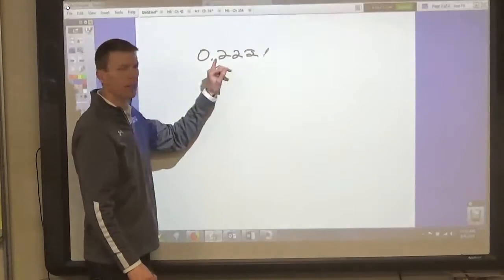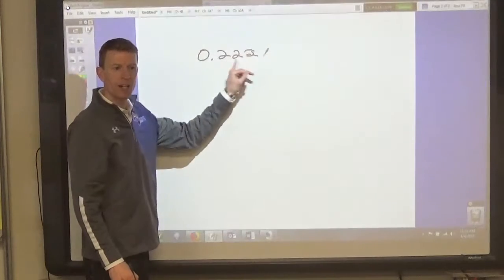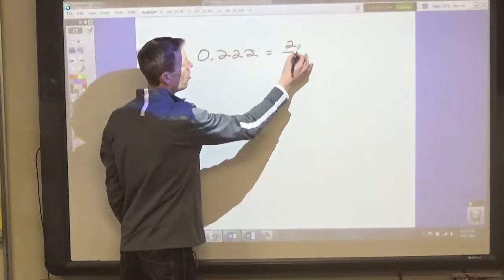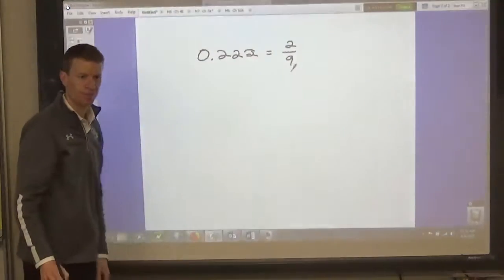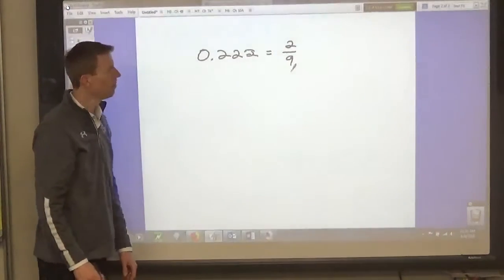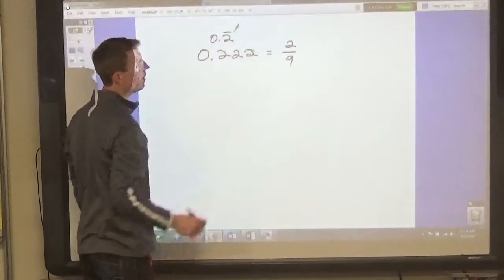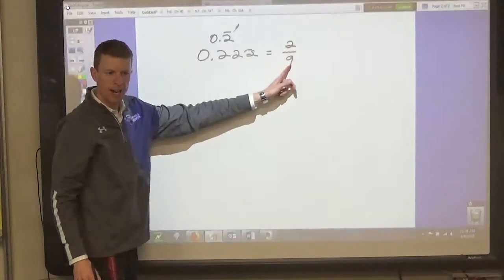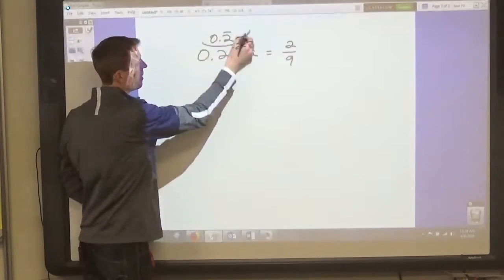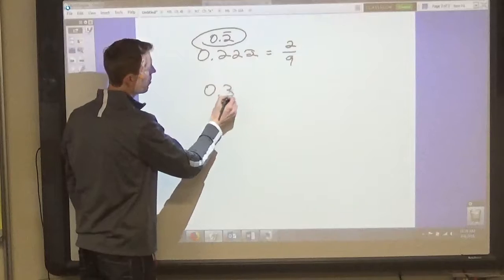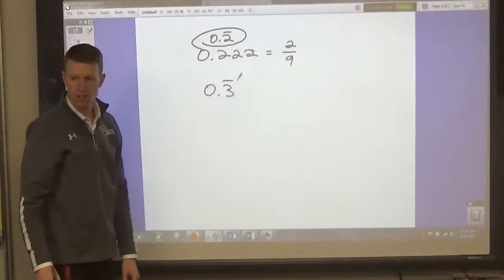Look up here. A repeating decimal like this can be written as 2 over 9. Okay? 0.2 repeating. If you put 2 divided by 9 in your calculator, it'll come up as this. What do you think 0.3 repeating is?